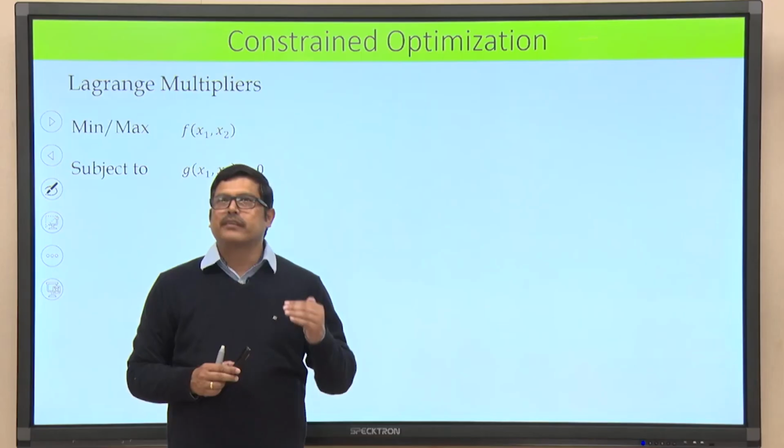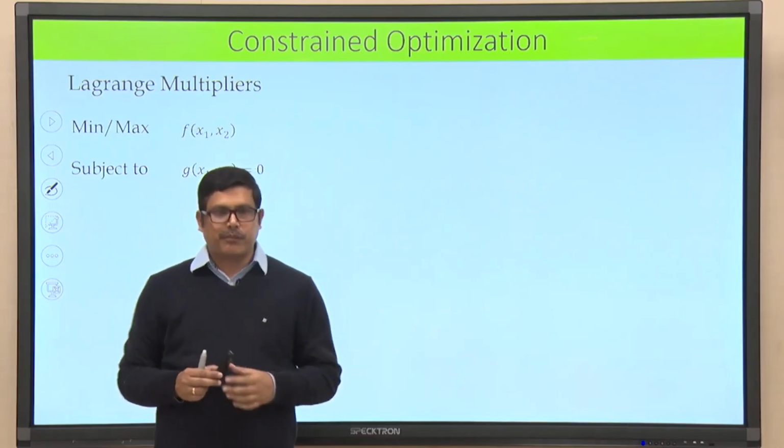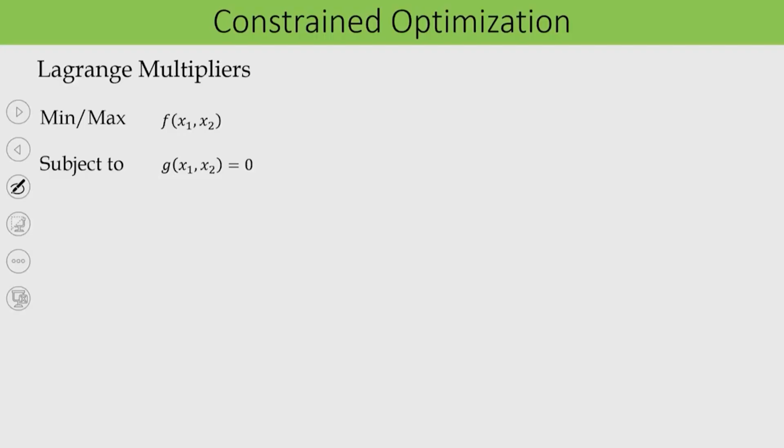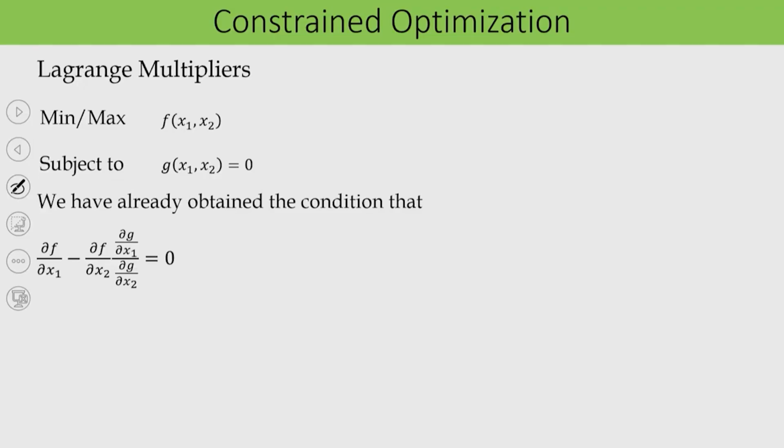Now we will discuss the Lagrange multiplier method. Let us take the same problem with two variables, that is minimization or maximization of f(x1, x2) subject to g(x1, x2) equal to 0. We have already obtained the condition for optimality in the case of a constrained optimization problem having equality constraint. The condition is del f by del x1 minus del f by del x2 into del g by del x1 divided by del g by del x2 equal to 0.